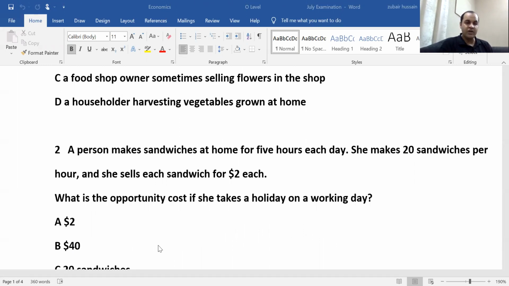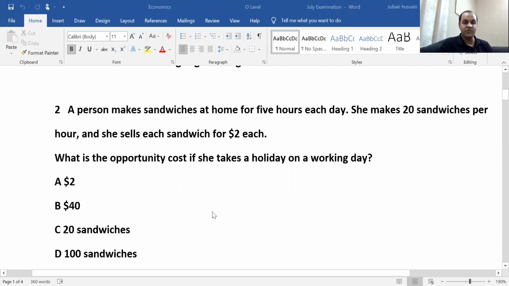If you convert into monetary terms, 20 multiplied by 5 is equal to 100, multiplied by 2 is 200. 200 would be the answer, but 200 is not here. So you have to find the opportunity cost. If she takes a holiday, 100 sandwiches would be foregone by her. So 100 sandwiches is the right option for this one.